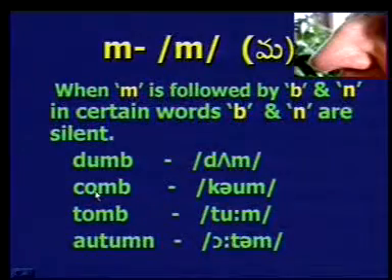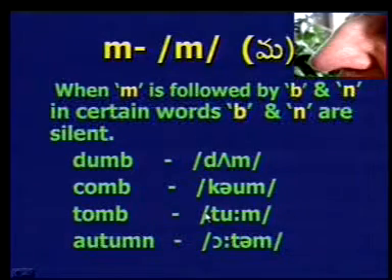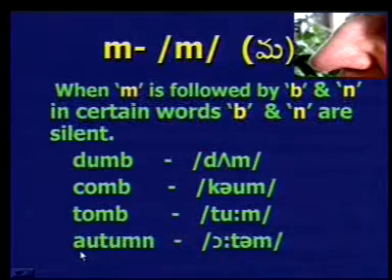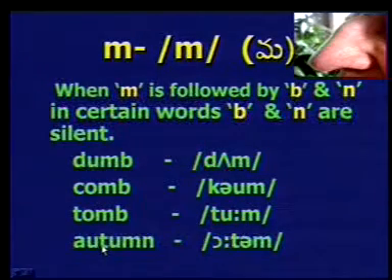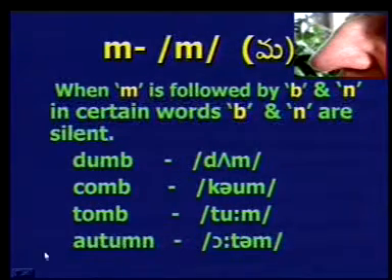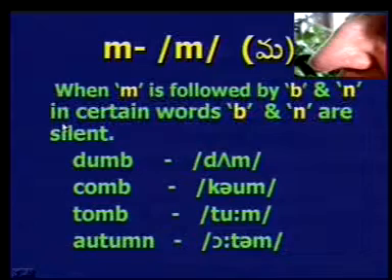And then C-O-M-B. Again, the B is silent here. It is comb. And then T-O-M-B. But we say it as tomb. The B is totally silent here. Another word here, A-U-T-U-M-N, autumn. So the pronunciation does not contain the N in the end, but we are stopping with M sound. This is a very peculiar feature of some of the words in English language with some consonants.